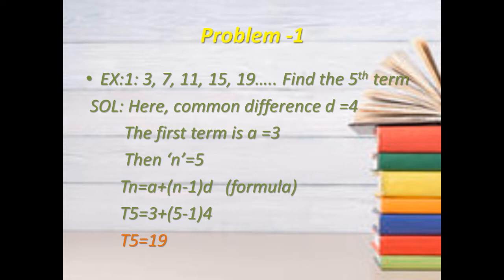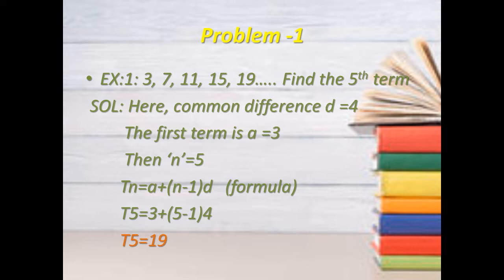T5 is equal to 3, where 3 is the first term, plus 5 minus 1 into d, and d is 4. Therefore, T5 is equal to 3 plus 5 minus 1 into 4. 5 minus 1 is 4. 4 into 4 is 16. 16 plus 3 is 19. Therefore, the fifth term of the given sequence is 19.